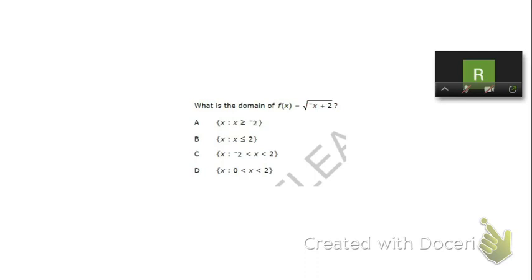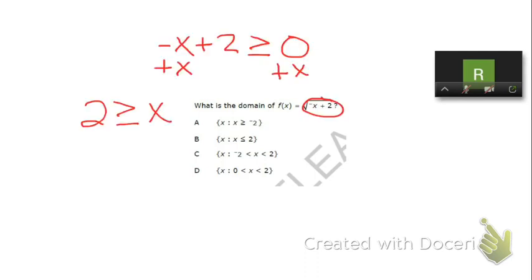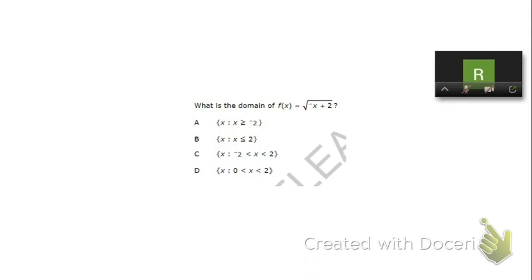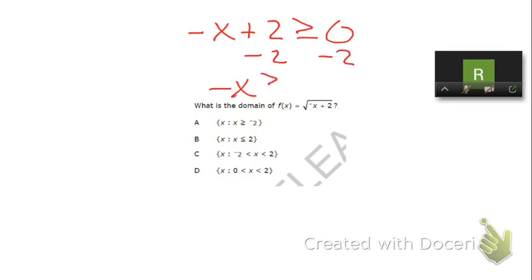Now, let me go back to that one. If you wanted to move the 2, let's see, we have negative x plus 2 is greater than or equal to 0. If you subtract the 2, you have negative x is greater than or equal to negative 2. Then we have to divide by negative 1. And when you divide by negative 1, you have to flip the middle sign, and that's what's going to happen. Same thing. It's just backwards. All right.